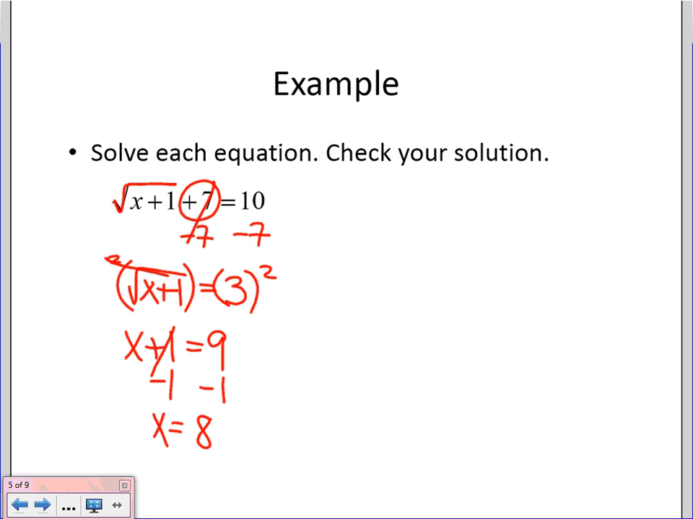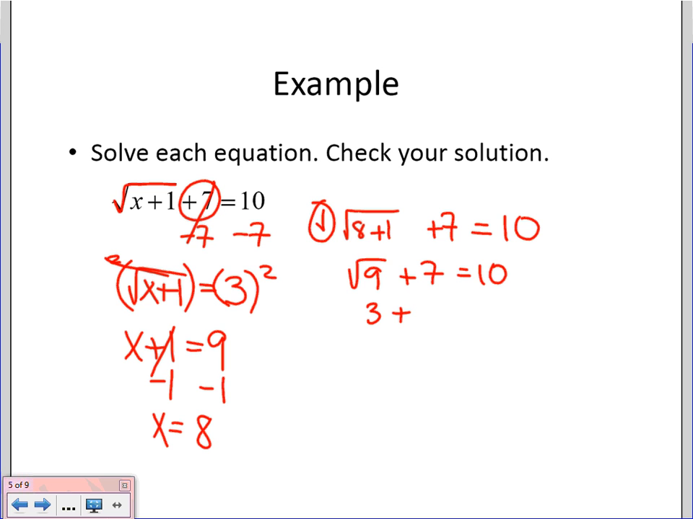Now, you've got to check your solution. Make sure we don't have any extraneous solutions. So we have square root of x, which is 8, plus 1, plus 7 equals 10. We have the square root of 9 plus 7 equals 10. Square root of 9 is 3, plus 7 equals 10. 3 plus 7 is 10, equals 10. So we are correct. So our solution is x equals 8.